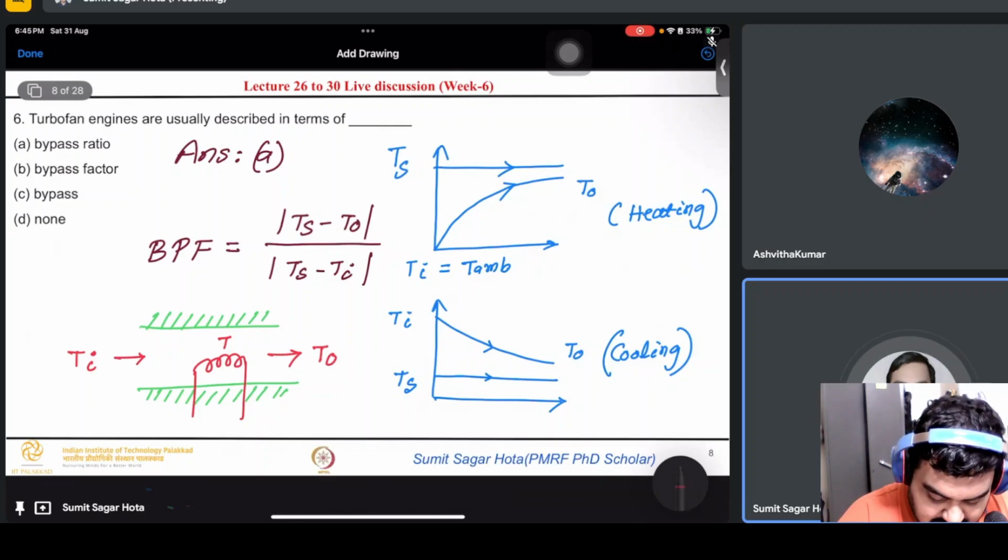So this is the bypass factor, and for any kind of turbofan engine or turbojet, accordingly the bypass ratio are there. Okay, so don't confuse with that two things.